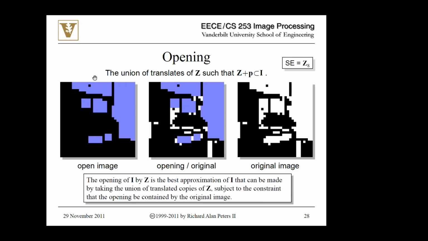And this opening is the best approximation that we can do to the original, such that it is made of copies of the set that are fully contained in the image. So it is the image that loses the least amount of information, and only loses these parts that are disconnected. This pixel is not disconnected, but it is disconnected from the point of view of Z, because Z cannot fit within that point.